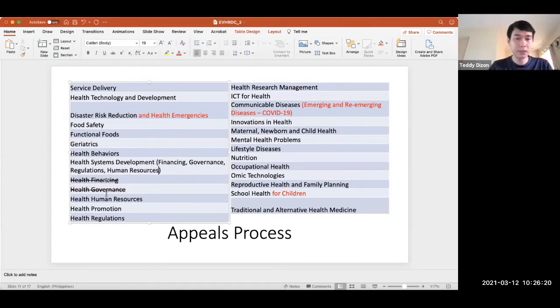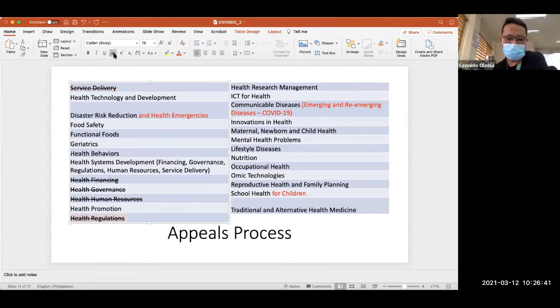How about service delivery, sir? Service delivery is another part. Yeah. That is also a part of the health systems. So pwede natin siyang tanggalin dito. Health regulations din, no, sir?